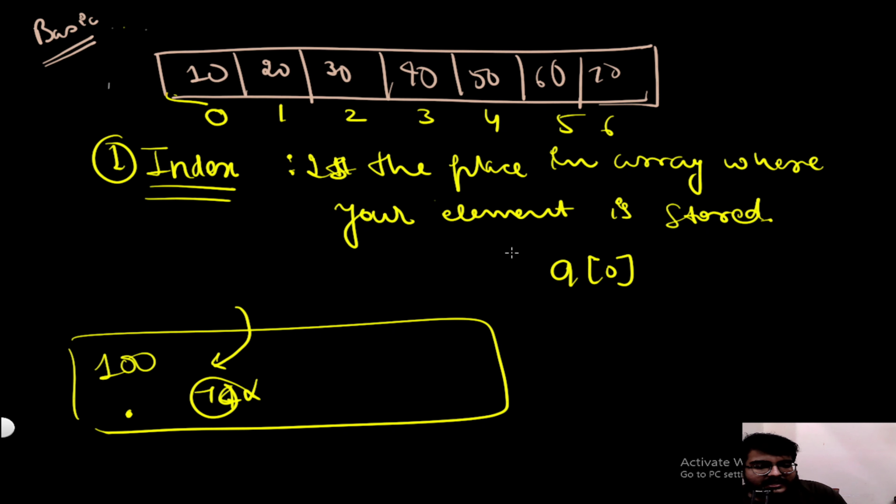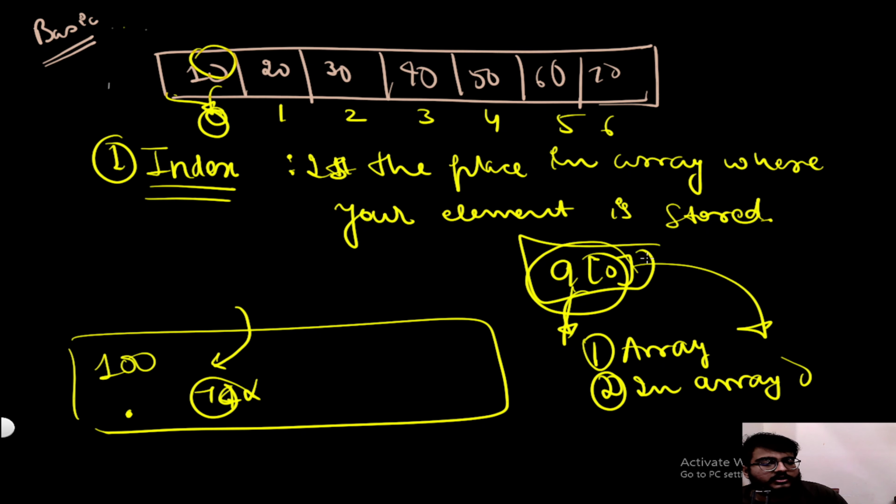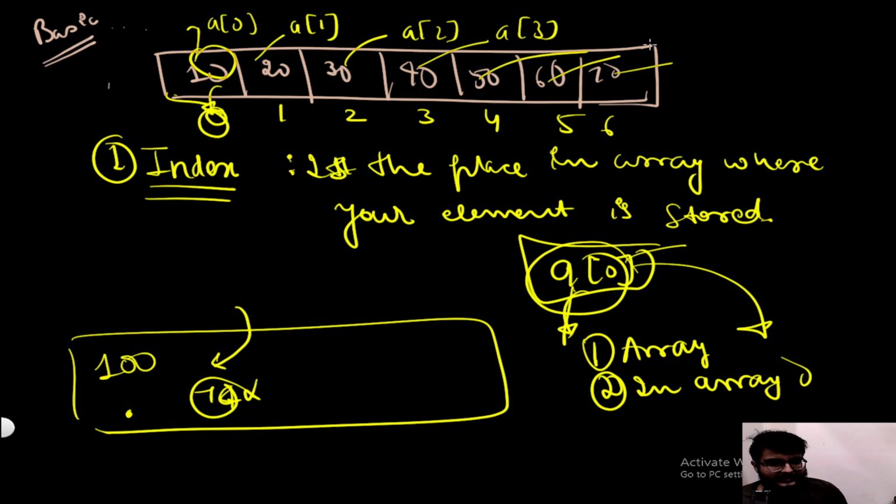If I write array of 0, it means that the element 10 is stored at index 0. What does array of mean? It means jump to the array, and in the array go to position 0. So this is the meaning of this syntax. This is array of 0, this is array of 1, this is array of 2, this is array of 3, 4, 5, 6. The second thing which I want you to know is the size of the array.